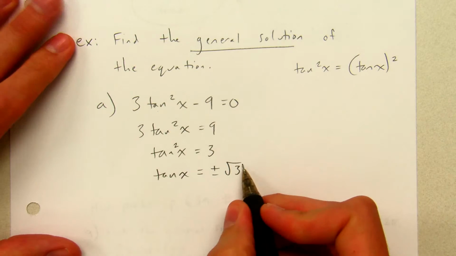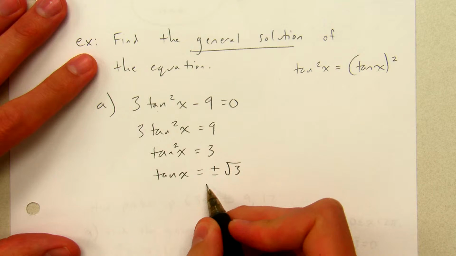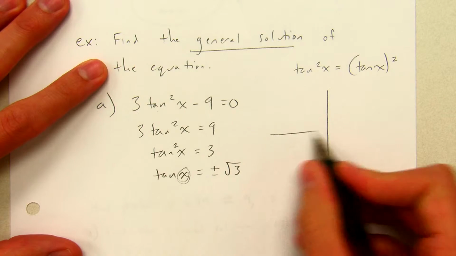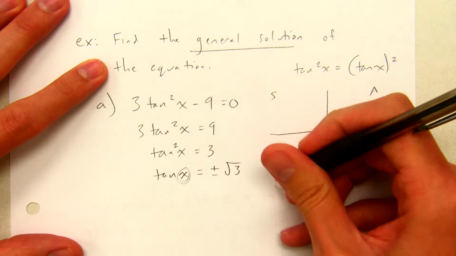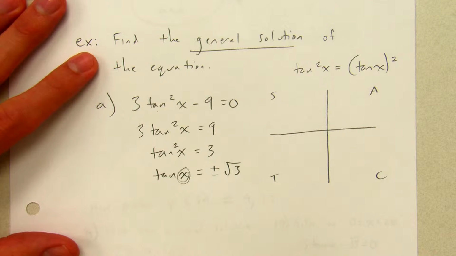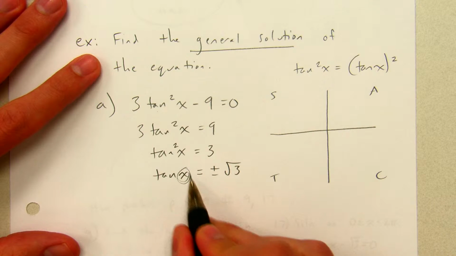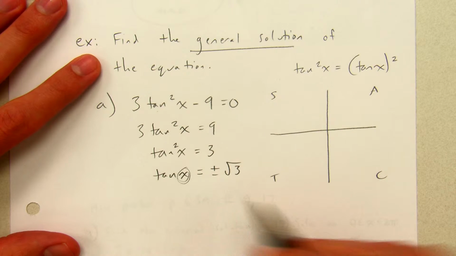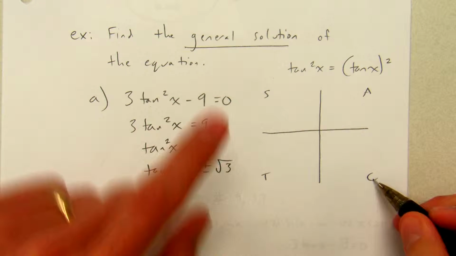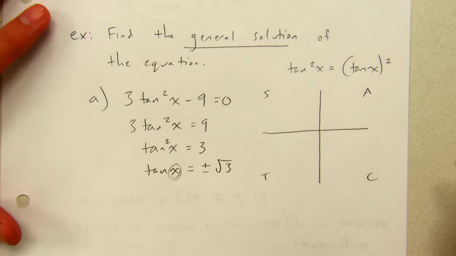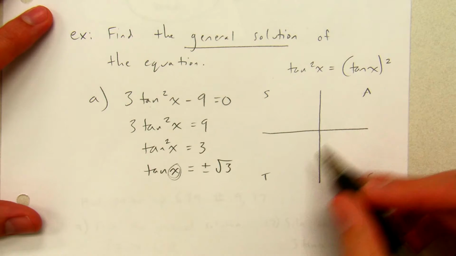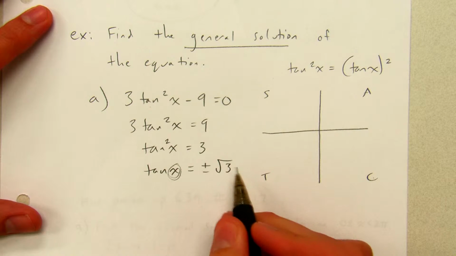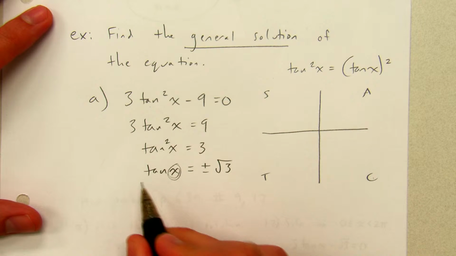Now, this part's hard. First of all, I've got to figure out which quadrants this unknown angle could be in. Whatever angle this is, tangent of that angle is either positive or negative. Tangent is positive here and here, and it's negative here and here. That means I'm going to have a solution in every quadrant, positive solutions here and negative solutions here. I've got the difficult task now of figuring out what angle is going to have a tangent of plus or minus root 3.